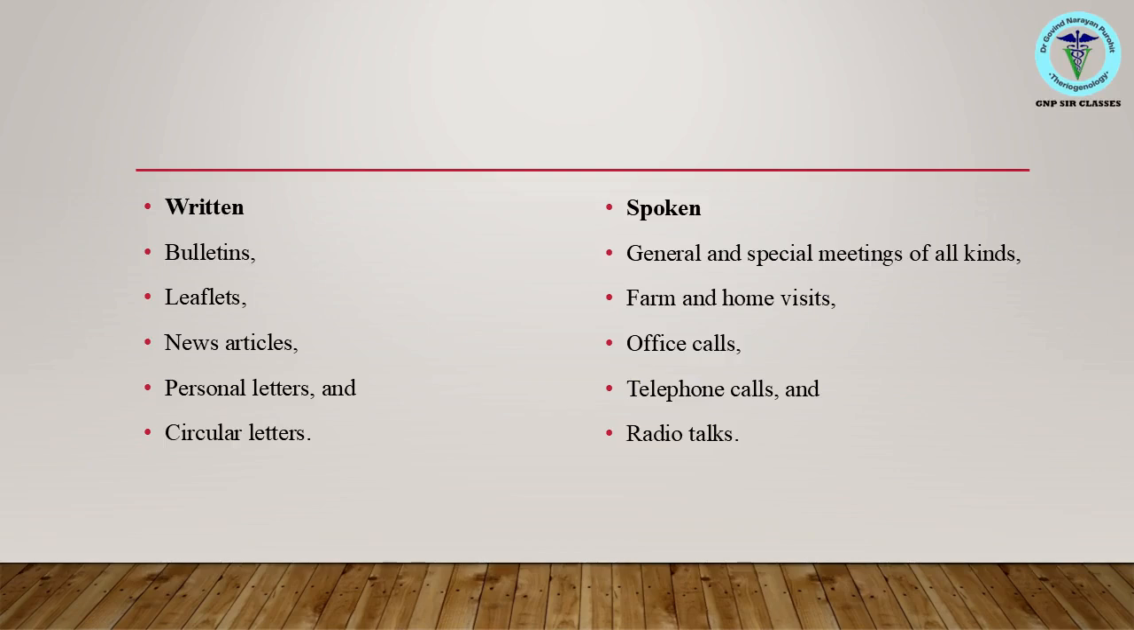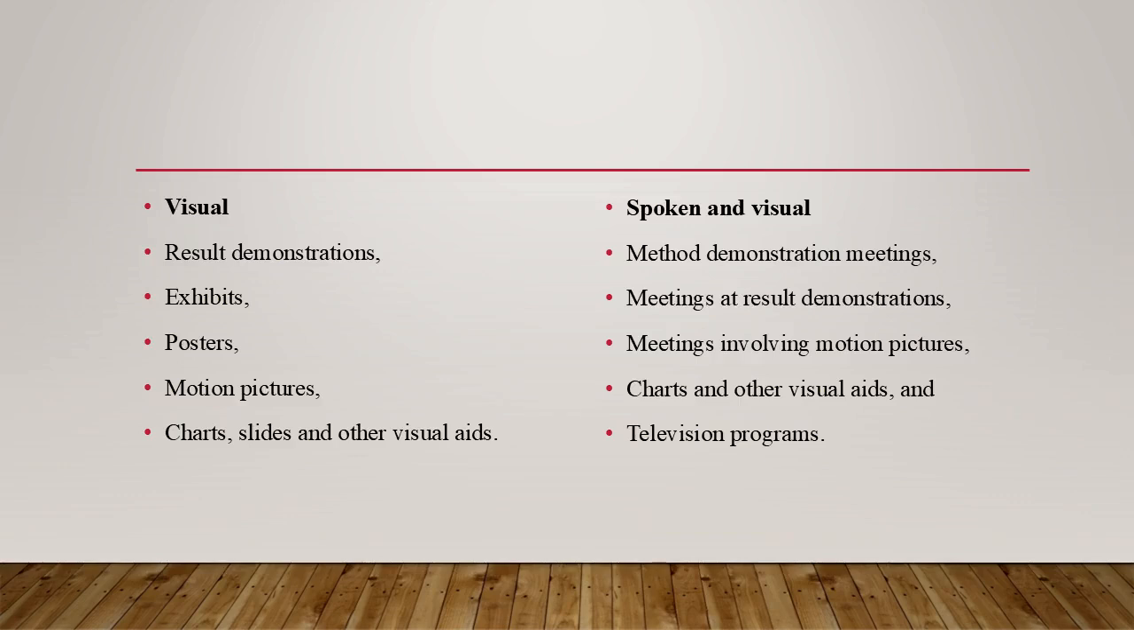The written methods include bulletins, leaflets, news articles, personal letters, and circular letters. The spoken methods include general and special meetings of all kinds, farm and home visits, office calls, telephone calls, and radio talks. The visual methods include result demonstrations, exhibits, posters, motion pictures, charts, slides and other visual aids. The combined spoken and visual methods are method demonstration meetings, meetings at result demonstrations, meetings involving motion pictures, charts and other visual aids, and television programs.